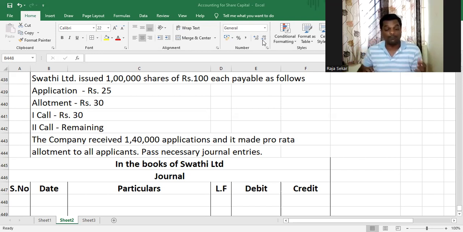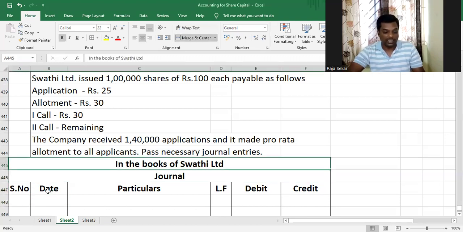Look how the question has been worded. The company has received 1,40,000 applications, which means it's a case of oversubscription. Whenever the company faces oversubscription, it can do various things. It can reject the excess applications and allot the number of shares that it had promised to allot only to certain applicants, or it can make pro rata allotment. In this case, the company has made pro rata allotment, which means what? Nobody's applications have been completely rejected. Everyone who has applied has got some shares against their applications. Understood? Let's see how to go ahead and account for it.